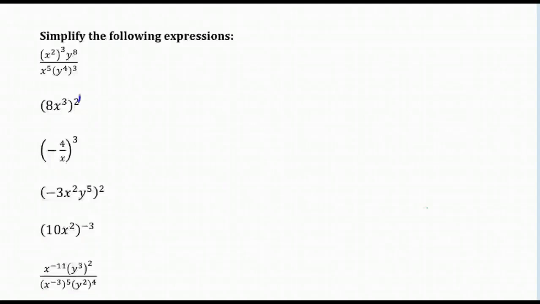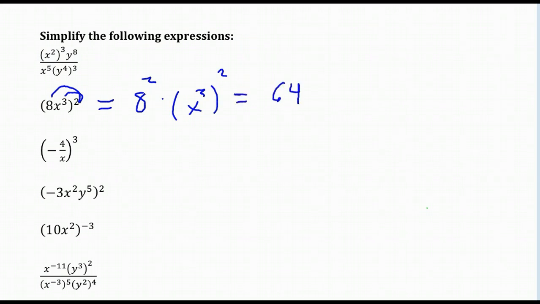Okay, in this video I'm going to work through some of our examples from our exponent handout. So for instance, the second one on this handout, we need to just use one of our properties that says if we have a couple things multiplied together, raised to a power, we're going to raise each factor to that power. So we've got to take 8 and square it, take x cubed and square it.